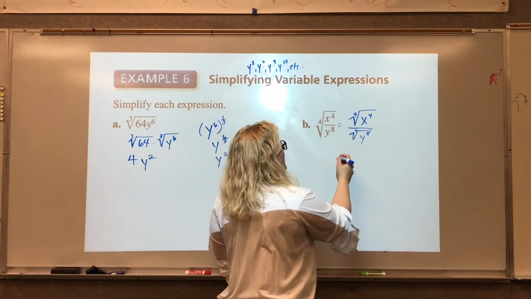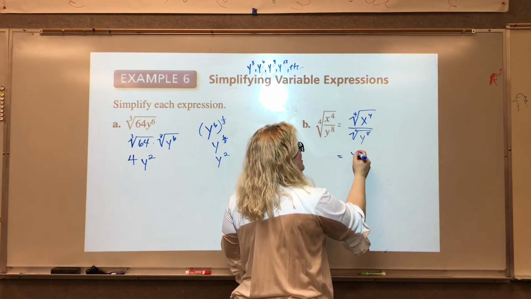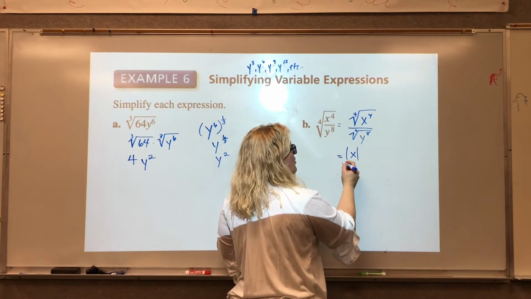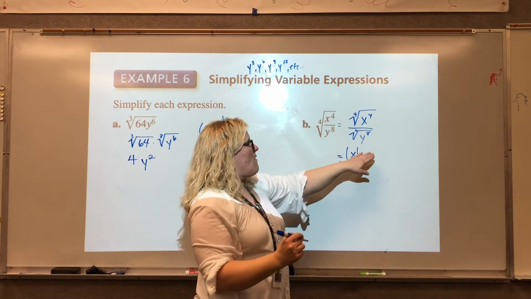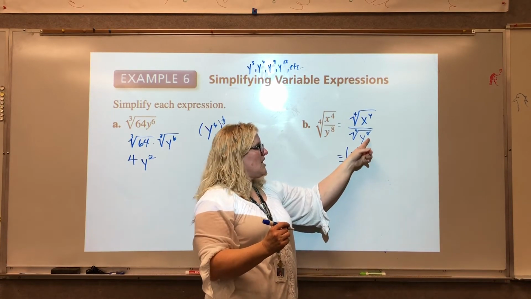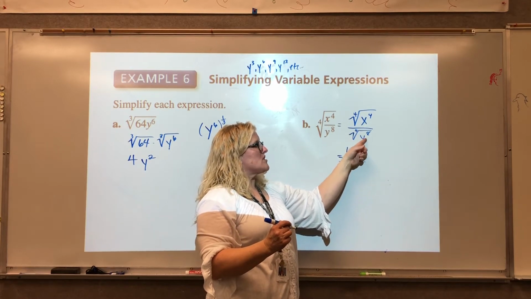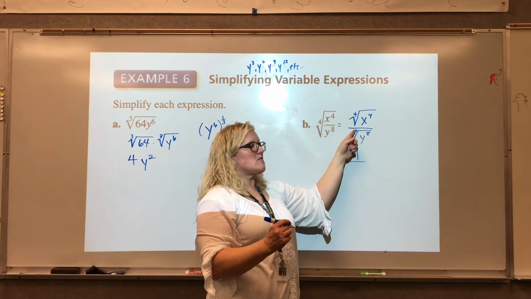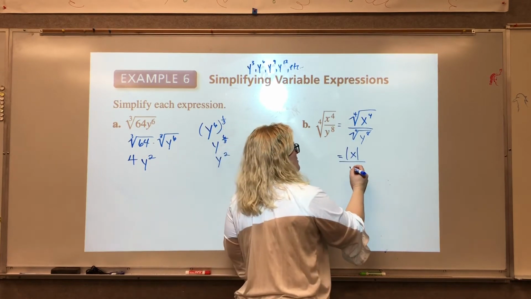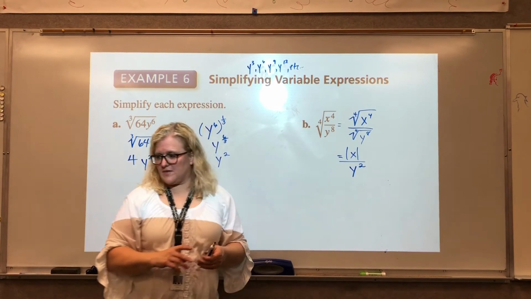Okay, so what we have up here, x to the fourth to the 1/4 power is x to the first, but we need to put that in an absolute value sign. Here we've got y to the eighth, and it's the fourth root. So it's 8 divided by 4 is 2. So we've got that over y squared.